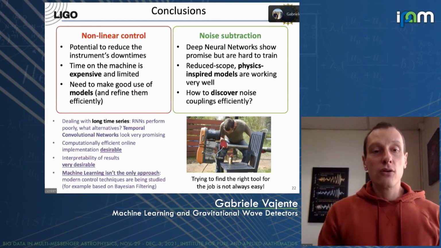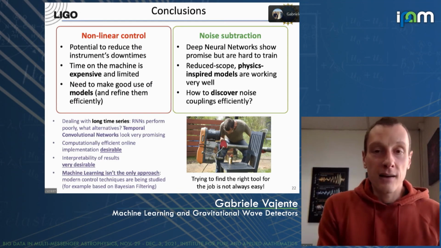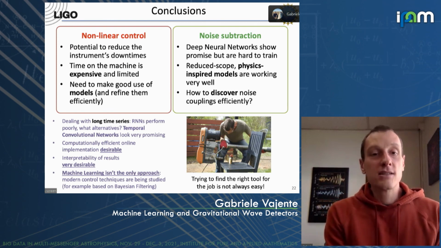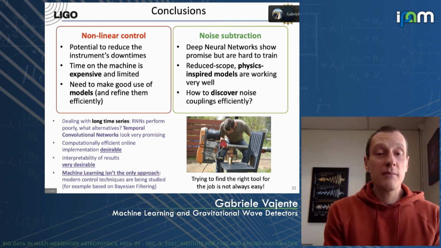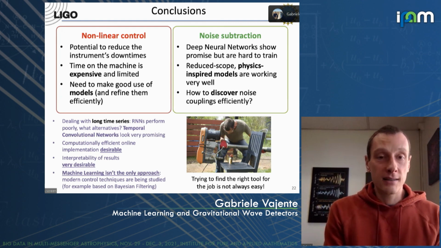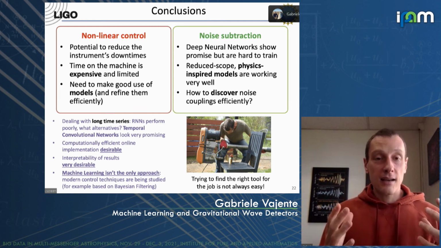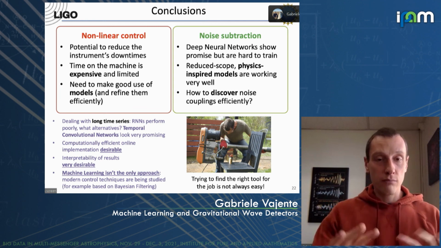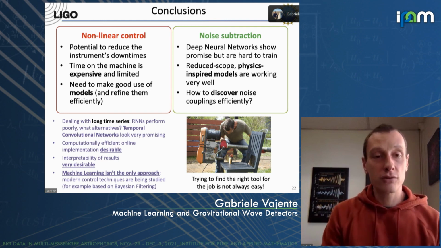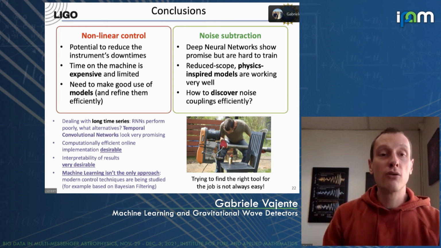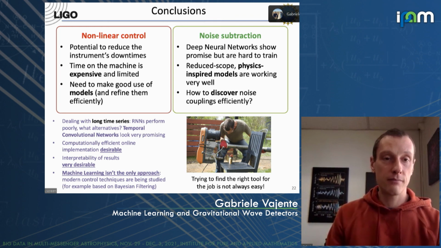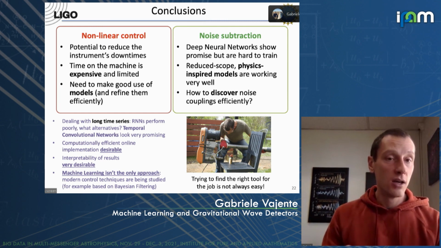So let me move to the conclusions and wrap up what I tried to tell you today. I think that a machine learning approach can have quite an impact on the control and the noise subtraction in our detector. And again, I discussed those two broadly different approaches, or states, if you want. First, the lock acquisition, which is a nonlinear control problem. This has the potential to reduce the instrument downtime. So this is also useful.